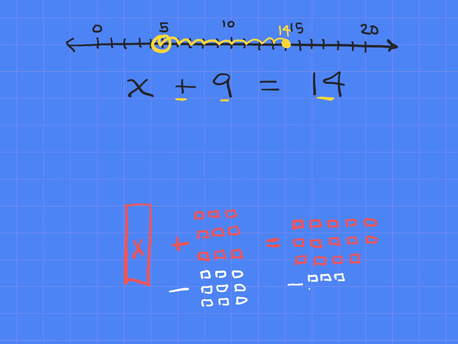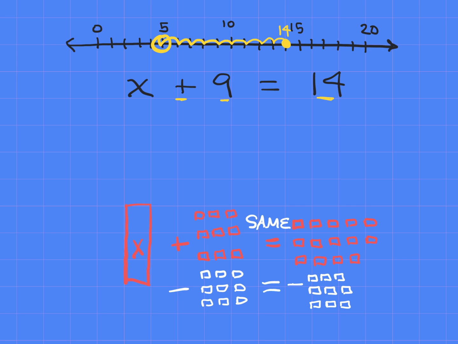Now keep in mind that, again, we talked about the equal sign representing that the left side and the right side have the same value. Therefore, since they have the same value, whatever is done on one side, the left side, has to also be done on the right side in order to keep the values equal.